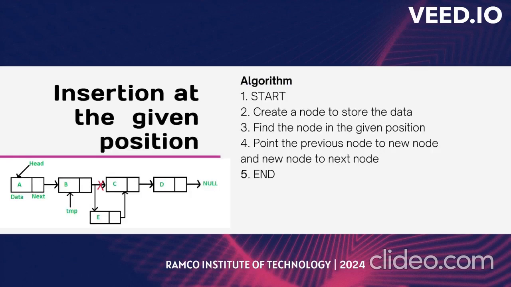So the next one is insertion at a given position. Here the user will give a position. We have to attach the new node at that position. So here the same step, we have to create a node to store that data. Then we have to move to that position, and only then can we attach it there. At that place, we have to make the previous node's address part point to the new node, as well as the new node's address part point to the next node. Then successfully the element will be inserted in between the list.